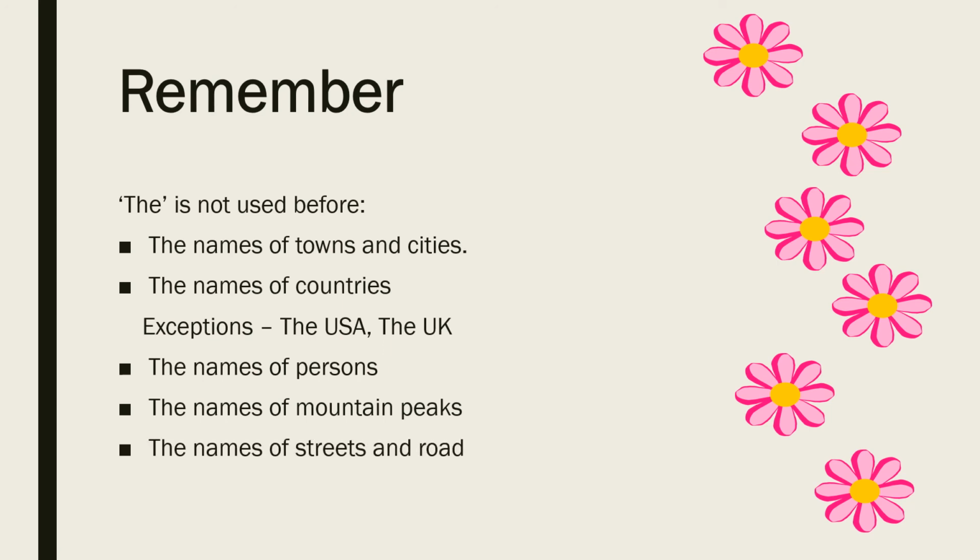The names of streets and roads. Again, with the names of streets and roads, because they become proper nouns, we will not use the. For example, if I say the JLN road, it is not correct. We will use simply JLN road.